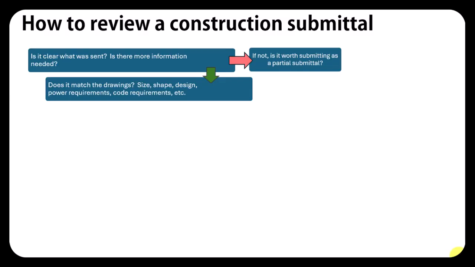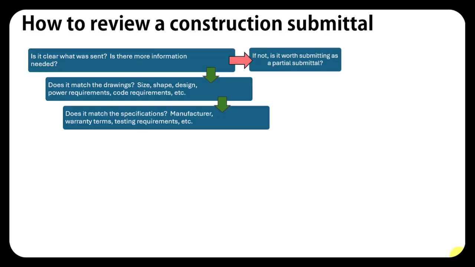Once you look at all that, you're going to look at the specifications, the manufacturer, warranty terms, testing requirements. So is my faucet Kohler or is it Great Value? Is it adhering to the 5-year warranty or is it a 1-year warranty? Testing requirements are usually applied to things like windows. They need to be water tested to make sure that they're not going to let water into the building.